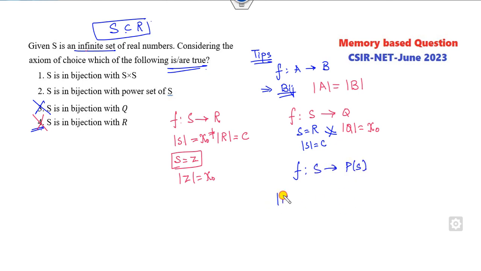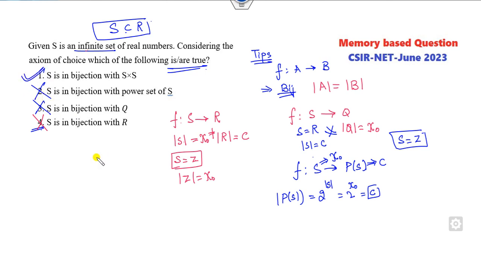So what is the cardinality of the power set? 2 raised to power cardinality of S. So if I consider S as my Z, what is the cardinality of this? 2 raised to power aleph-naught. This is my C. So this has cardinality C, this has cardinality aleph-naught. Both are not the same, so this is also cancelled. Left option is here, which is the right answer.